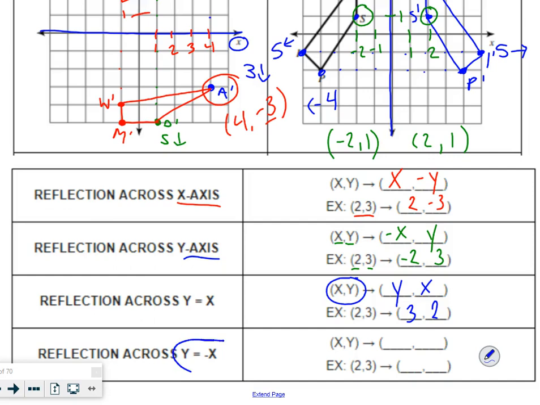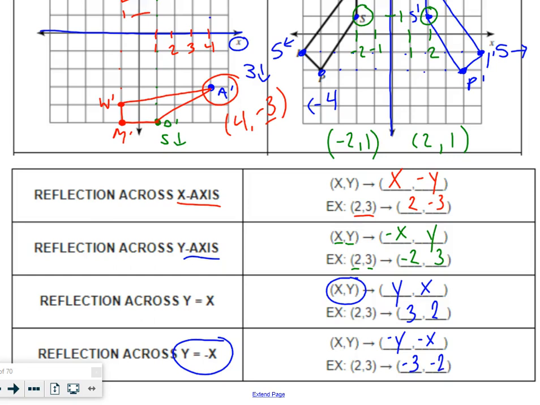And to reflect across y equals negative x, which is the other line, the line going down, you still flip y and x, but you also negate them or make them the opposite. So a positive would become negative and a negative would become positive. So 2, 3 would become negative 3, negative 2.